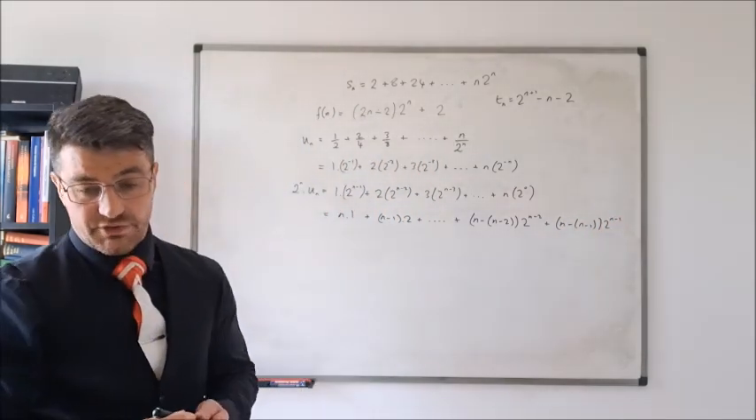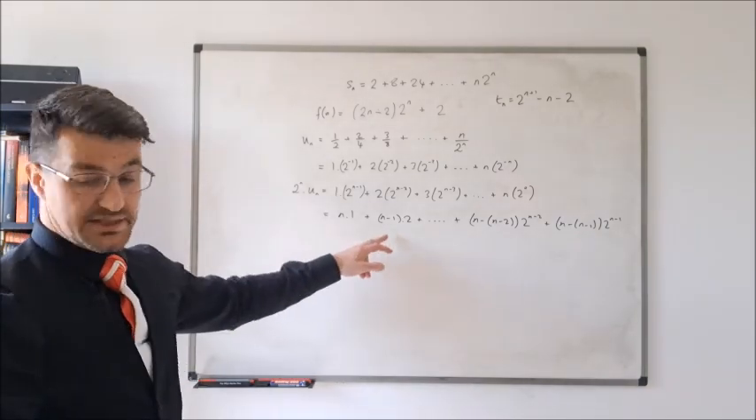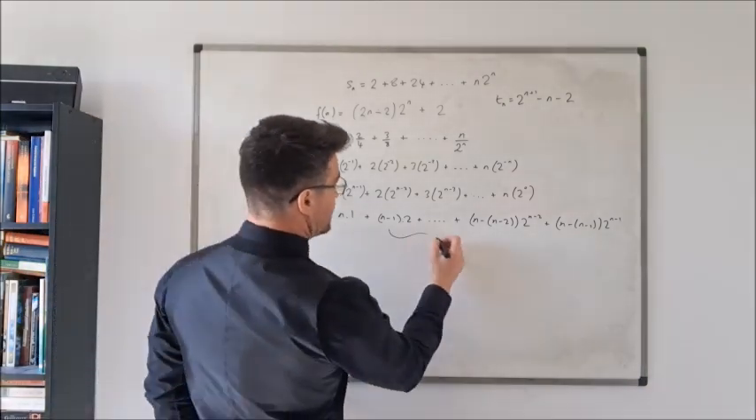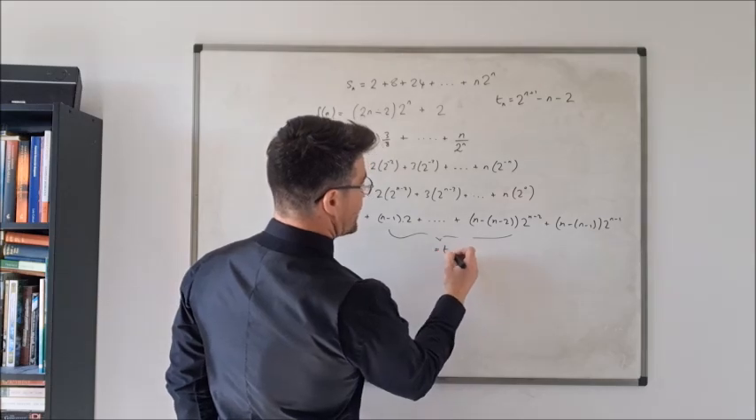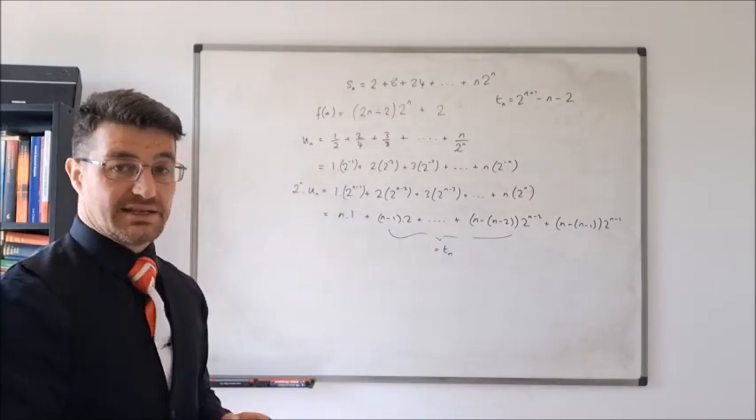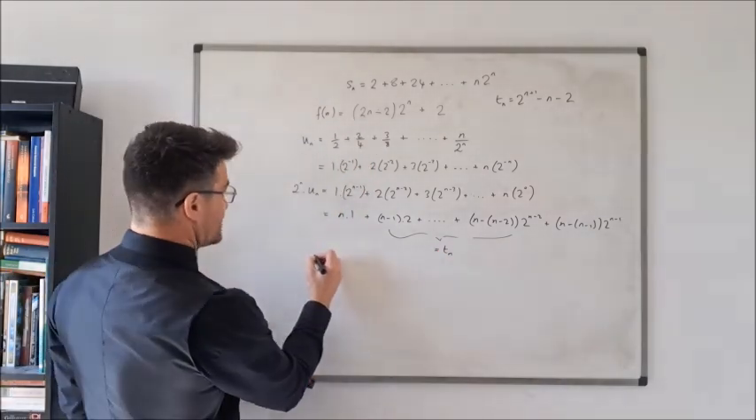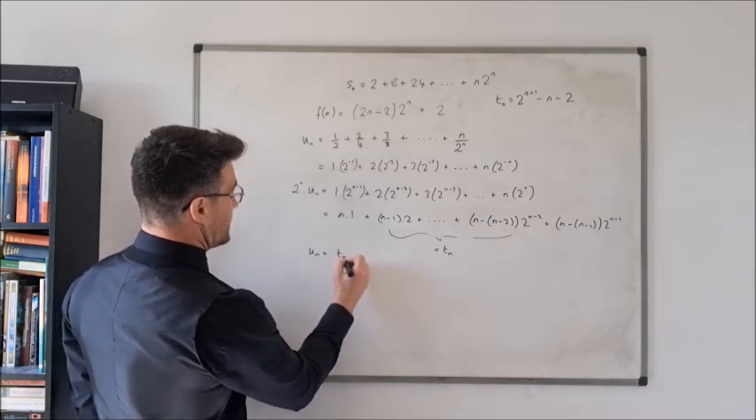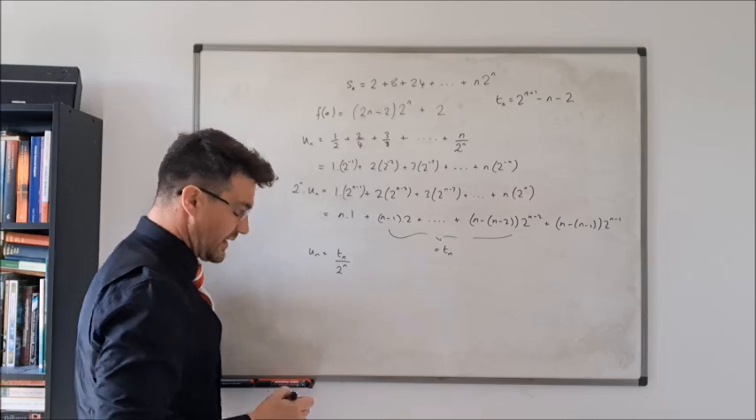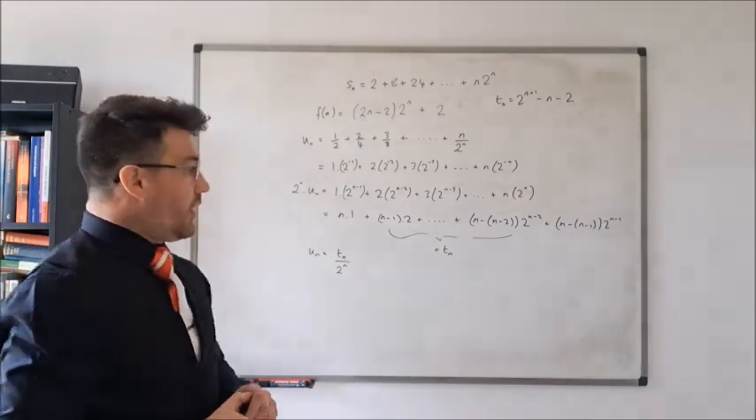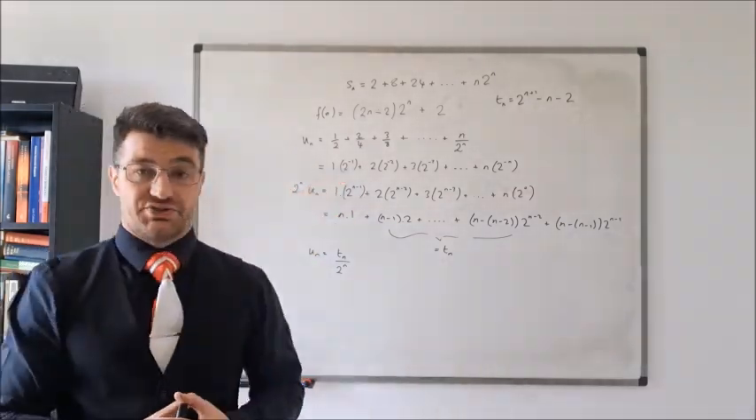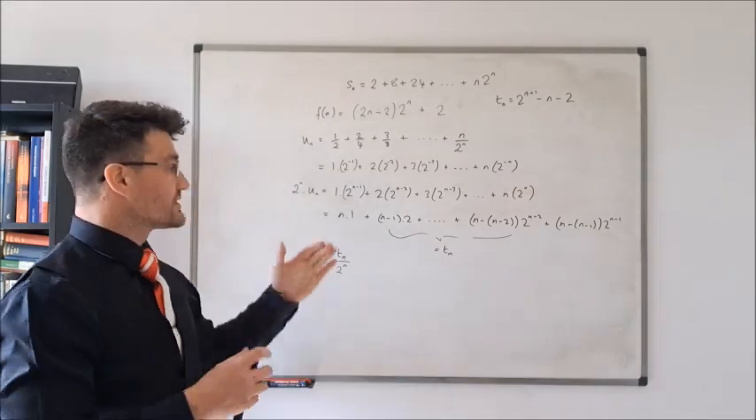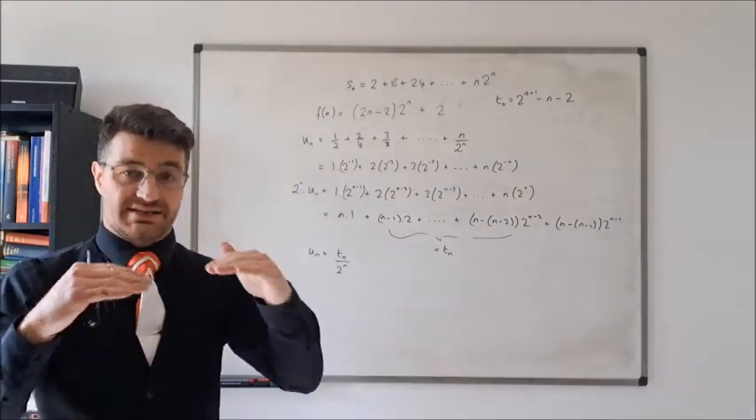Why is this useful? Because it turns out that this is Tn. So all of this here is equal to Tn. It matches up exactly with Tn. So in other words, Un is equal to Tn over 2 to the power of n. All of these steps that I'm taking here are in many cases just motivated based on what I see in front of me at that time.